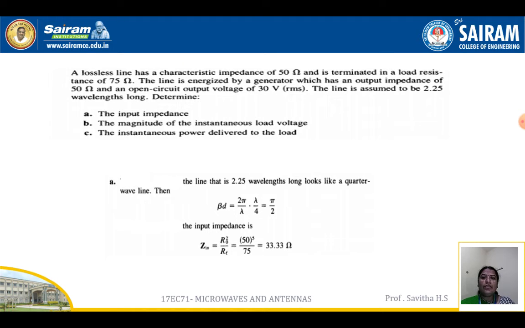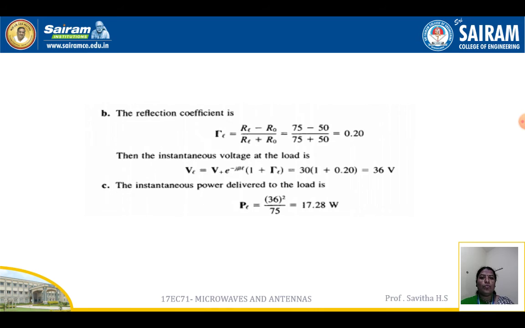Divided by RL value is 75. If I calculate these values, I will get the input impedance as 33.33 ohms. Now the reflection coefficient is normally ZL minus Z0 divided by ZL plus Z0, but here they have given only the resistance term. So we modify this formula as RL minus R0 divided by RL plus R0. If I substitute the values given in the problem, it will be 0.20.